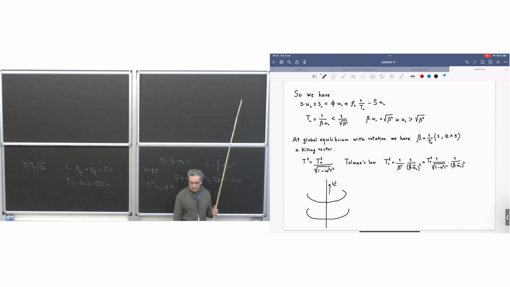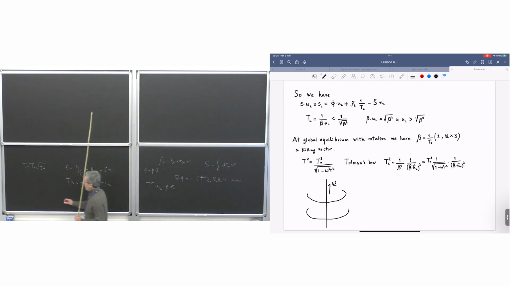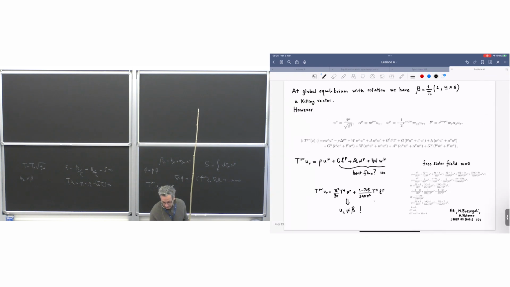Now you may wonder, is it true that, maybe U Landau, UL, is simply parallel to beta, and therefore beta itself is a Landau vector? But this is not the case. So this has been shown explicitly. I want to mention a recent paper of ours.